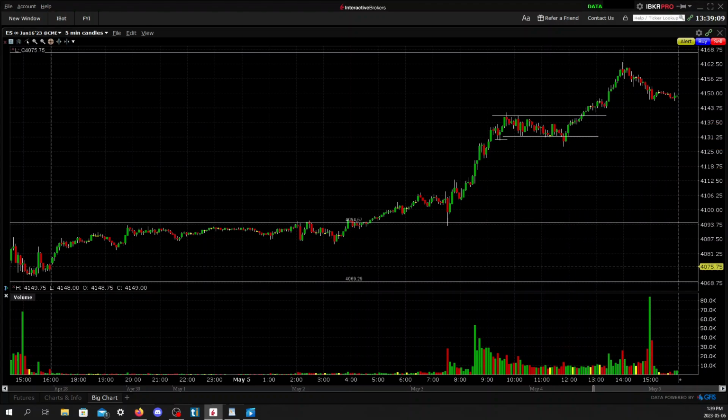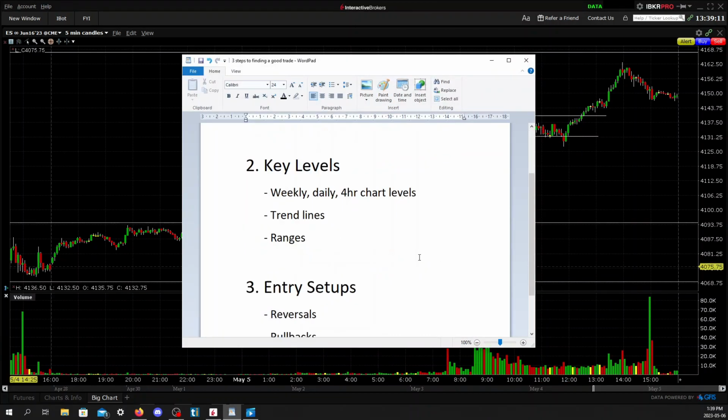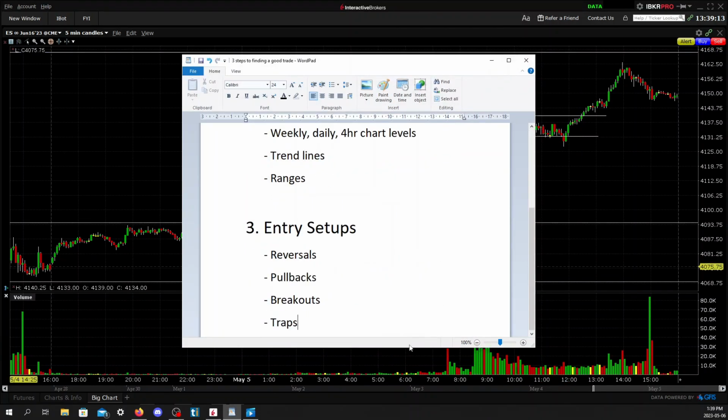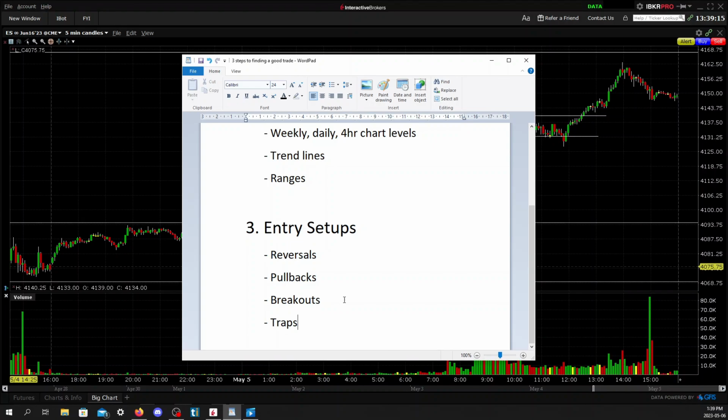So this is where number 3 comes in. I'm going to pull it up now. And this is where the entry setups come in. So you've got 4 different entries you can take. You've got the reversals off the highs or off the lows. You've got pullback entries, so you're joining the trend. You've got breakouts where you're buying key level breaks. And then you've got your traps.